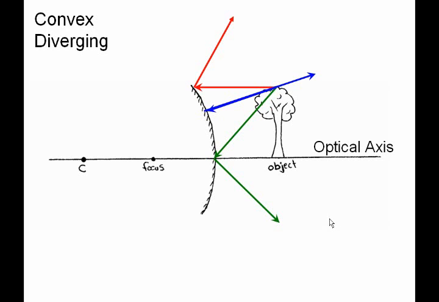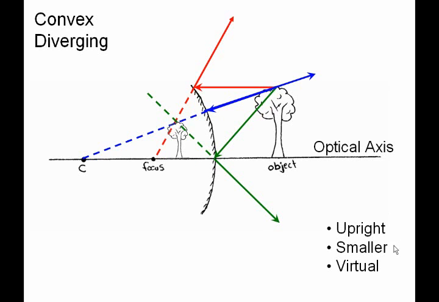They do not converge. We're going to trace these three light rays backwards with dotted lines, and right where the extensions converge is where our image is going to be. All of our images I want you to describe with the same three words. This one is smaller, it's upright, and it's virtual. Virtual means it's going to be behind the mirror, cannot be projected onto a card.